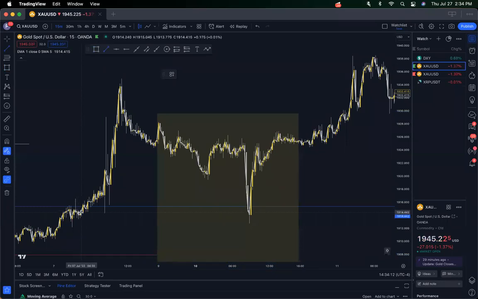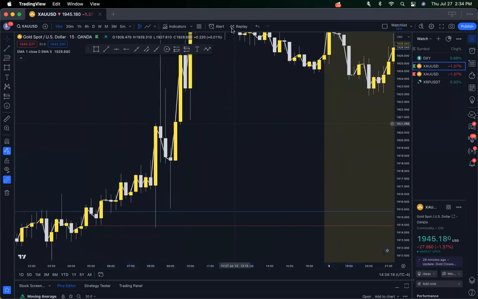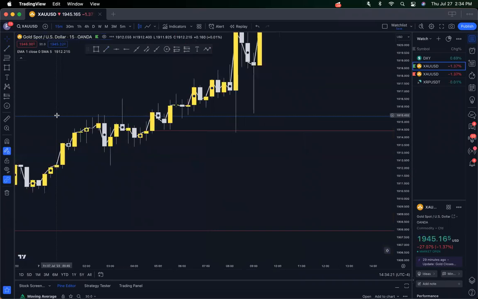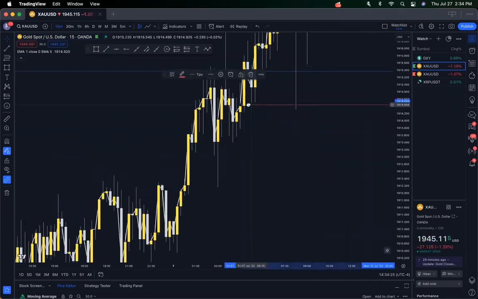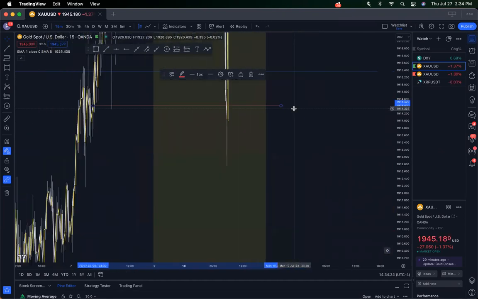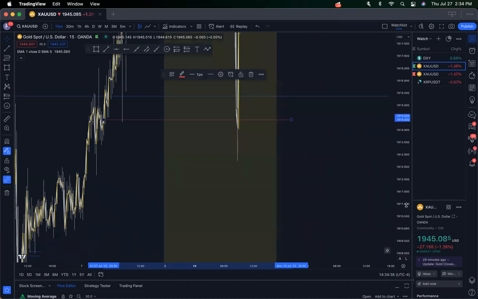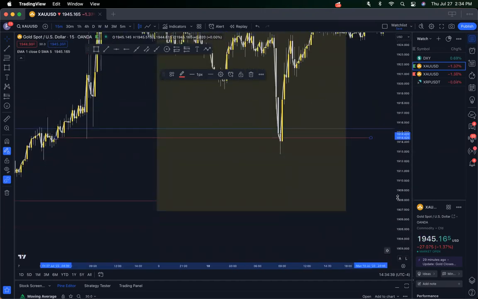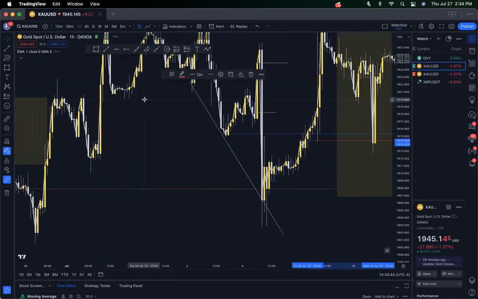Yeah, right here. This gap level, it was rejected one time. That's all I really needed to validate it. Yeah, it was a bit of drawdown, but my trend line actually came in from H1 as well.